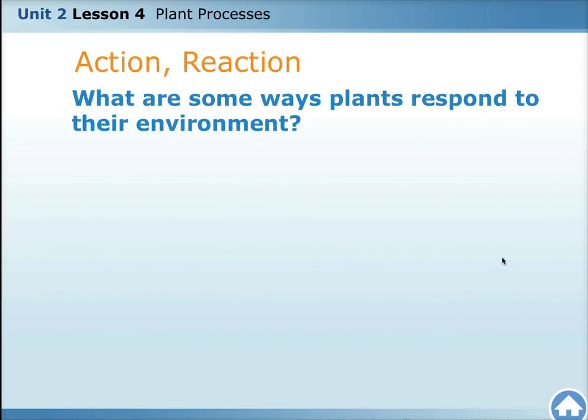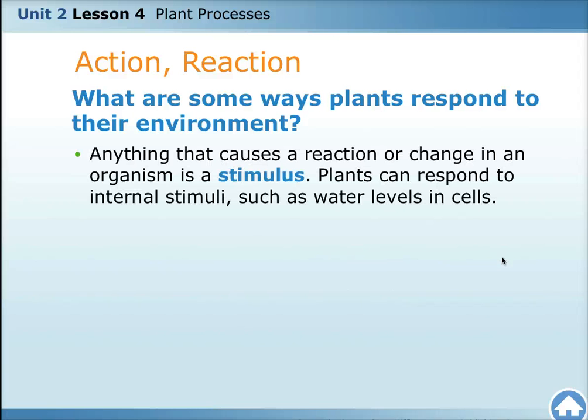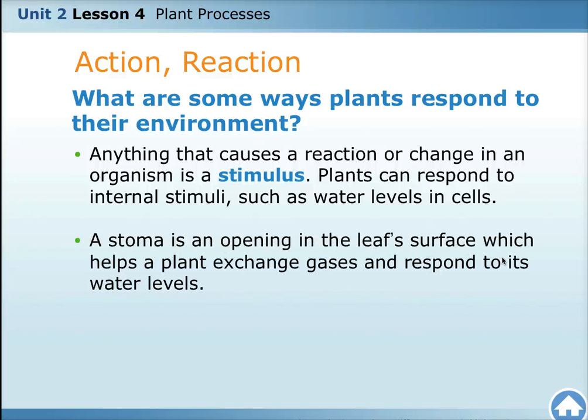What are some ways that plants respond to their environment? On page 128 in the text. Anything that causes a reaction or a change in an organism is a stimulus. Plants can respond to internal stimuli, such as water levels in the cells. A stoma is an opening in the leaf surface which helps a plant exchange gases and respond to water levels.